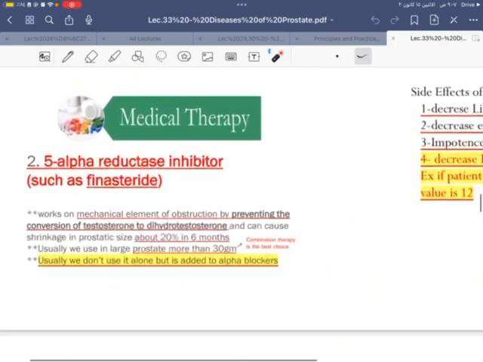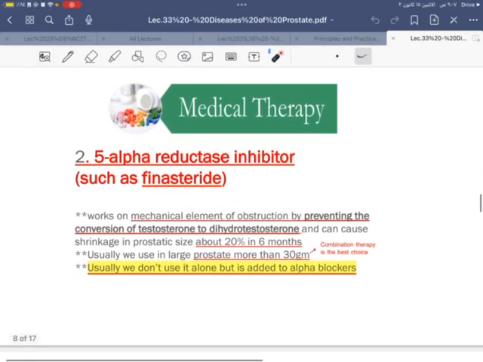5-alpha reductase inhibitor: finasteride is a type 2 inhibitor, and dutasteride is a type 1 and type 2 inhibitor, more effective. They work by preventing conversion of testosterone to dihydrotestosterone, reducing the prostate size by around 20% of its original size after 6 months of continuous usage. When do we use it as a combination therapy? The main drug is the alpha blocker. We add the 5-alpha reductase inhibitor as a combination therapy when the prostate size is more than 30 grams. Previously the guidelines said more than 40, but with more than 30 grams it's better to start on combination therapy.